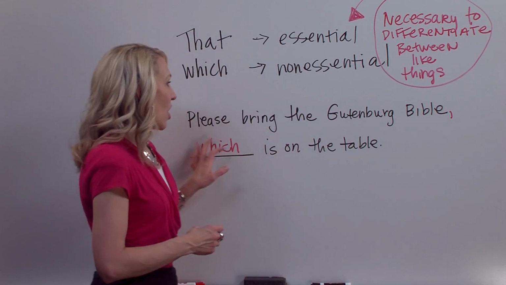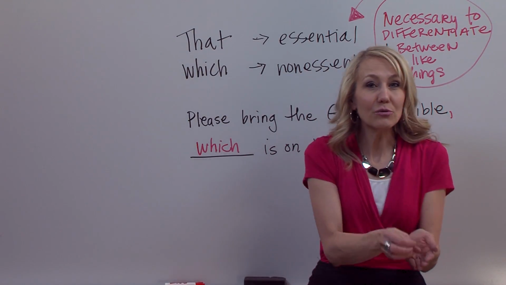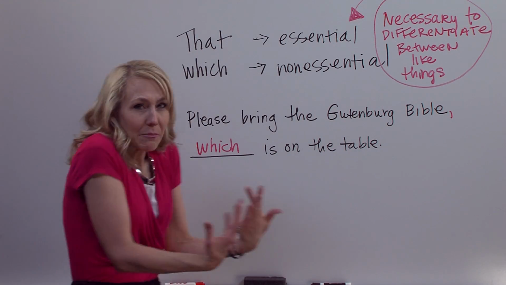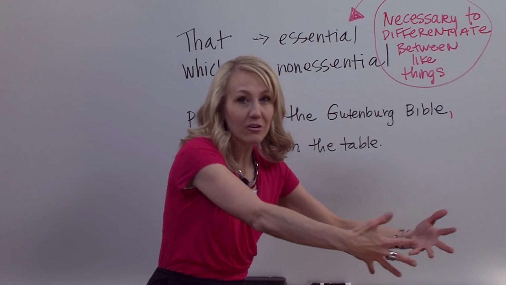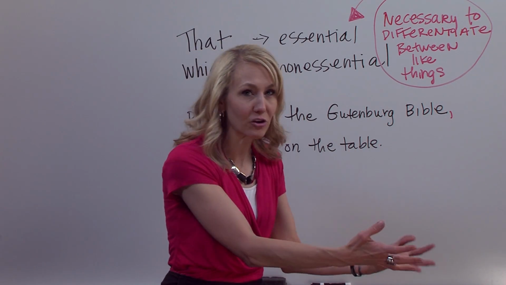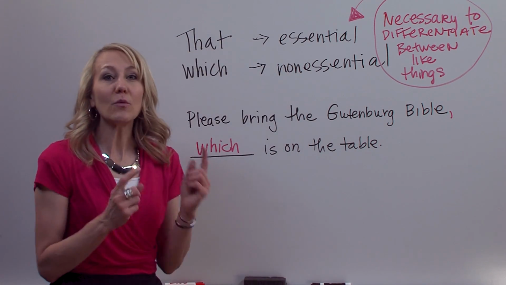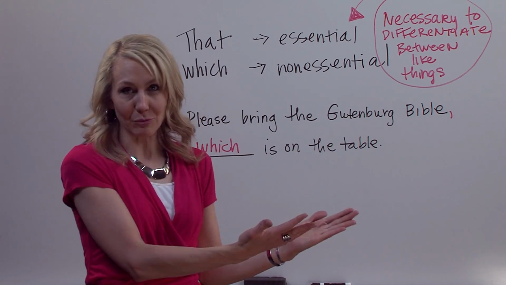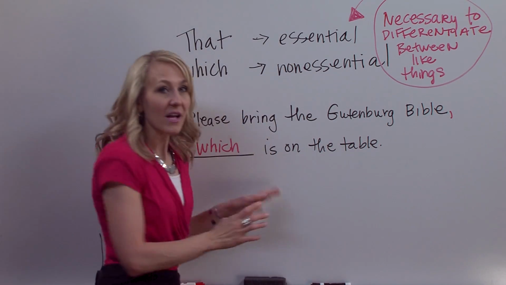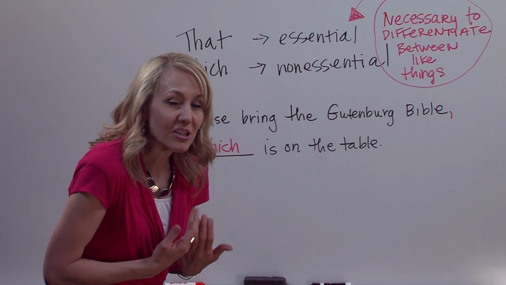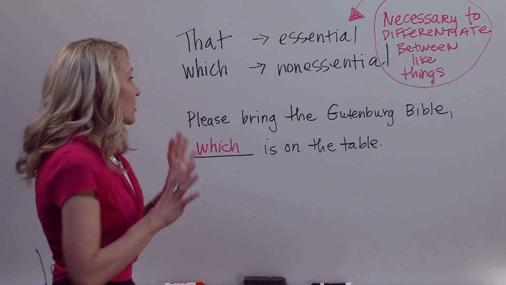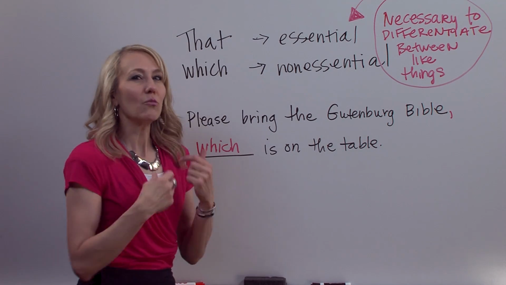Well, here's the scenario. I have over here on the table the Gutenberg Bible. There is only one Gutenberg Bible. So it's only possible that there can be one Gutenberg Bible. It's not like there can be 10 sitting on the table. So I don't have to differentiate which one of the 10 different Gutenberg Bibles I want you to bring. I want you to bring just the one and only Gutenberg Bible, which is on the table. So this is on the table is not necessary information for me to understand which Gutenberg Bible I want you to bring. So let me restructure the sentence and we'll look at it again.